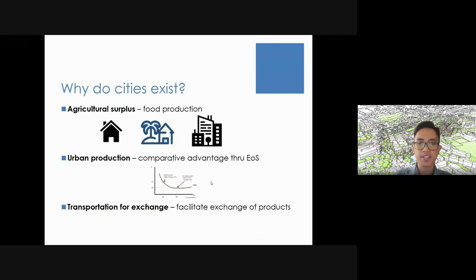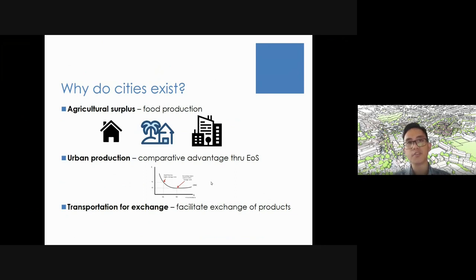So why do cities exist? In general, it's because of agricultural surplus. By the time the cities industrialized, in the 1800s, there were more people, and farming became so efficient that more people were free to do other things like study and create their own business. There's also urban production, where comparative advantage was gained through economies of scale. So basically it became cheaper to produce more goods, and we became more urbanized. That's also an example of a reinforcing effect that would lead to extreme outcomes. So the extreme outcome is urbanization.